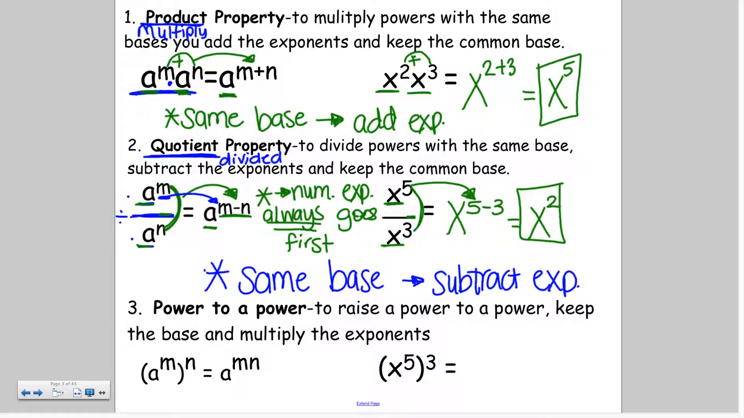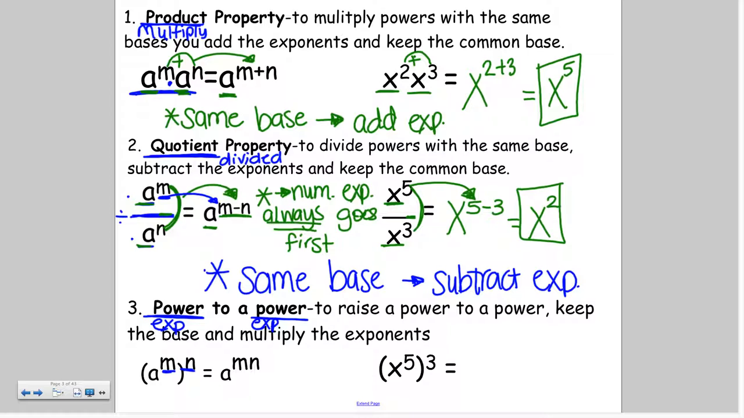All right, the third one is a power to a power. The word power, which is used twice here, also means exponent. So I have an exponent to an exponent. That means I have one exponent, which is my m right here, being raised by another exponent. All right?